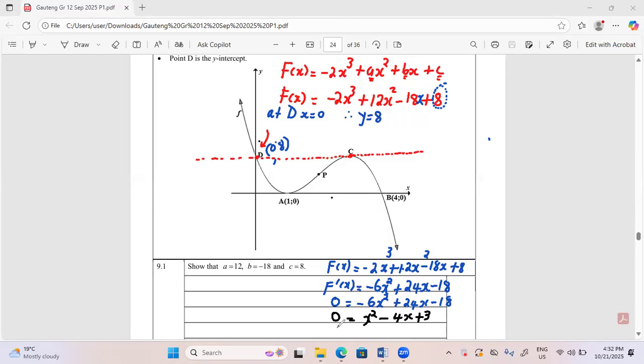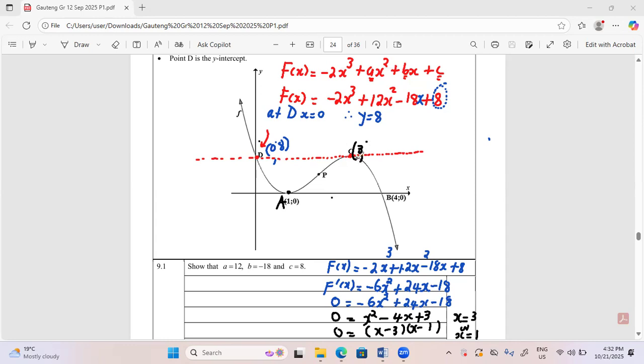which can be factorized. 0 equals, the factors are (x minus 3)(x minus 1). So the value of x is equal to 3 or x equals 1. So the x turning points are 1 and 3. We can see that 1 is already at A. It means 3 is the x turning point at C.